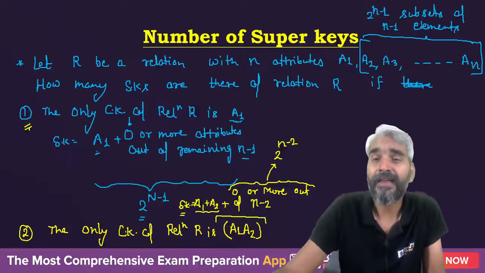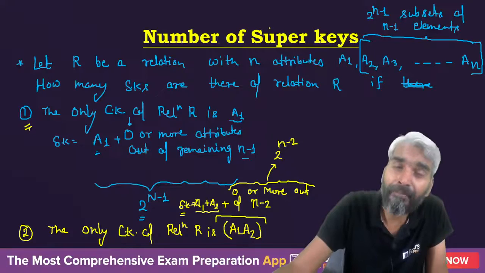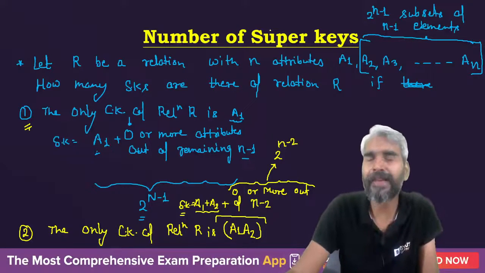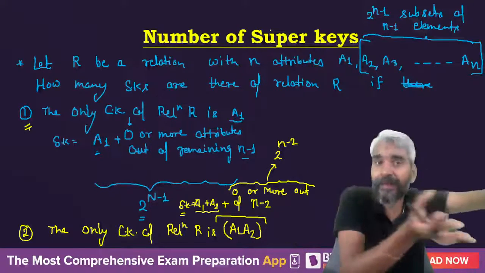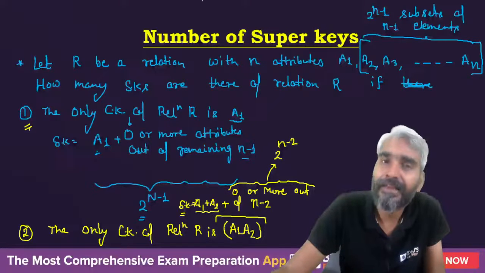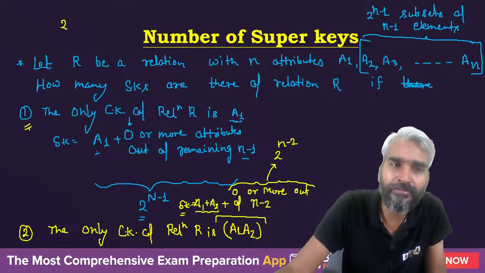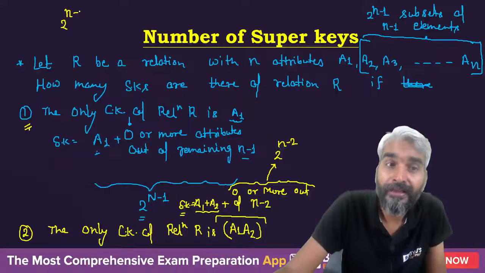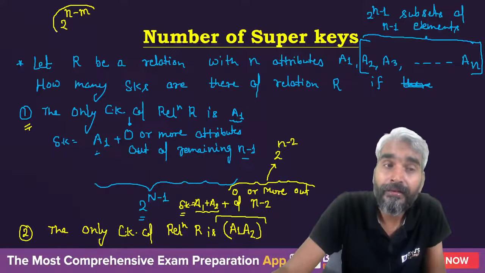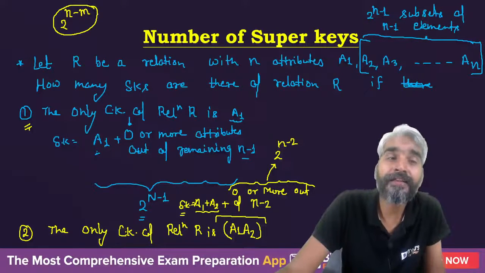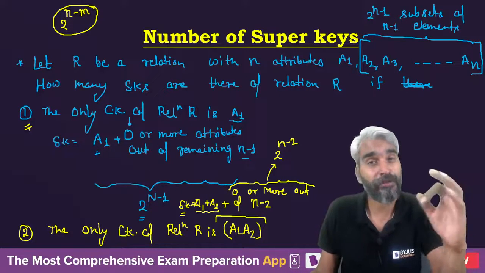So similarly, if out of this n elements, m elements together form a single candidate key, then number of super keys will be 2 raised power n minus m. If m are forming a candidate key, then 2 raised power n minus m super keys will be there.